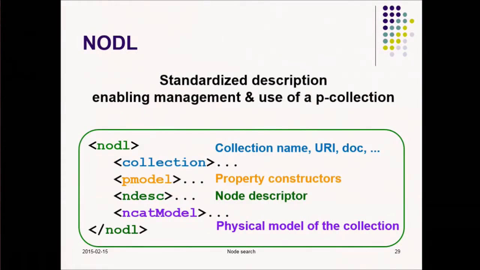Okay, so the nodal is a standardized machine-readable description enabling the management and use of a P collection. It supplies the implementation of API functions with everything they need to know about the collection. It has 4 parts describing the collection as a logical entity, providing the P model, characterizing the node descriptor, is it a URI or is it a serialized node or what? And finally, supplying the NCAT model.